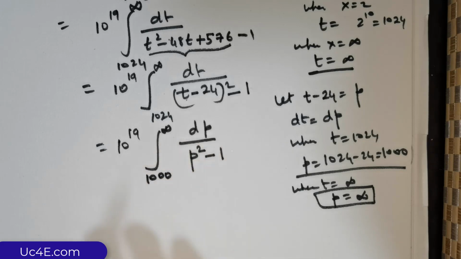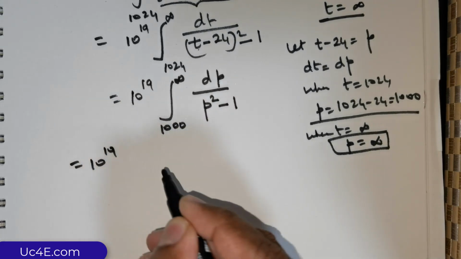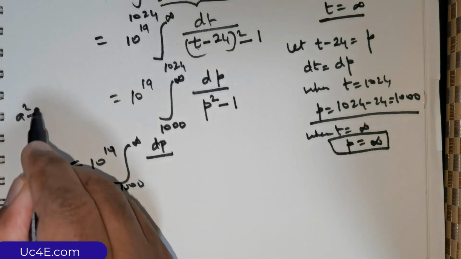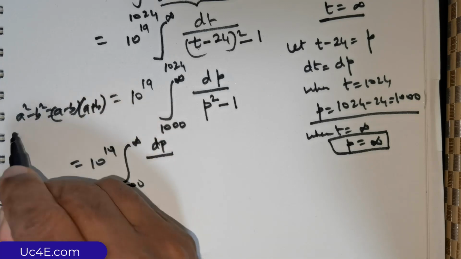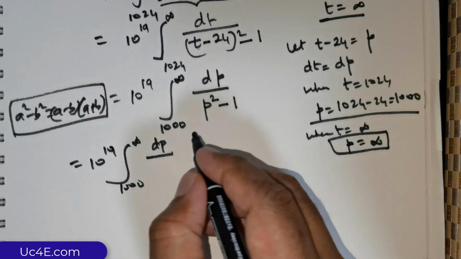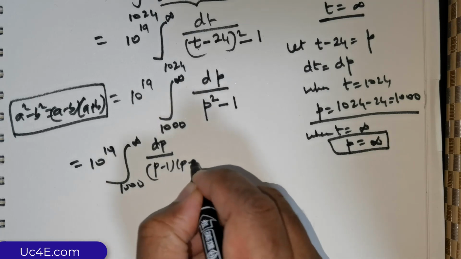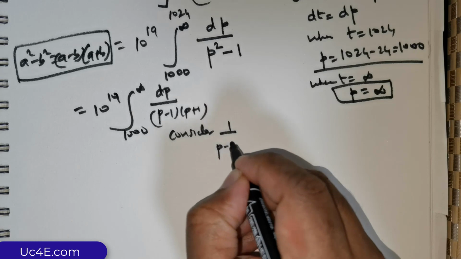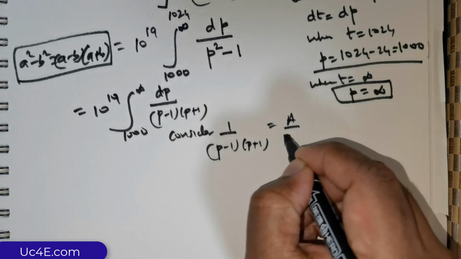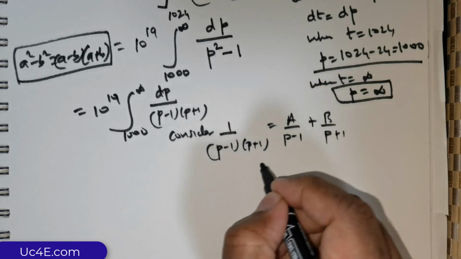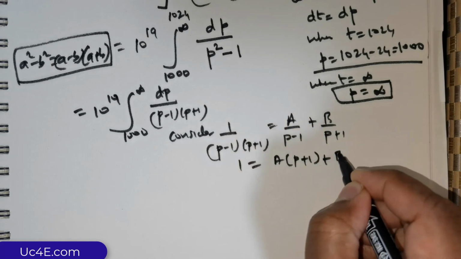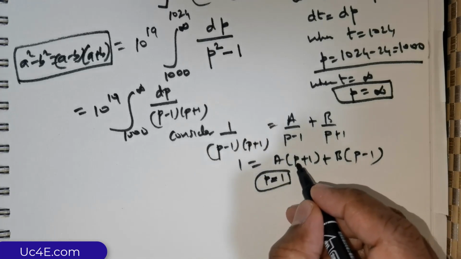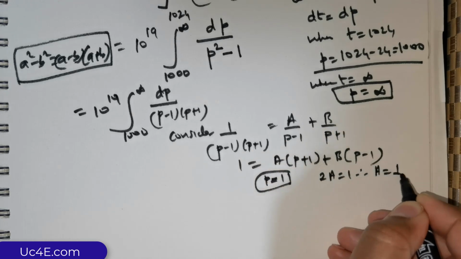Now I would like to split p squared minus 1 as follows. So this is equal to 10 raised to the power of 19 times the integral from 1000 to infinity dp over p squared minus 1. Now a squared minus b squared is a minus b times a plus b. So this is going to be p minus 1 times p plus 1. Now if I were to use partial fractions, consider 1 over p minus 1 times p plus 1 equal to a over p minus 1 plus b over p plus 1. If you cross multiply, you get 1 is equal to a times p plus 1 plus b times p minus 1. If you were to take p to be equal to 1, this vanishes. This is going to be 1 plus 1. So 2 times a is equal to 1. Therefore, the value of a is 1 over 2.